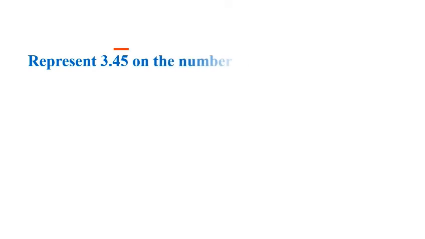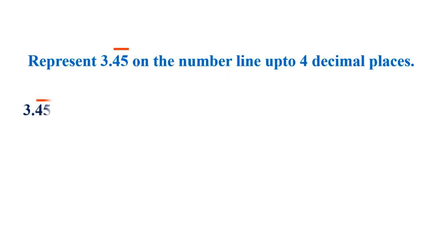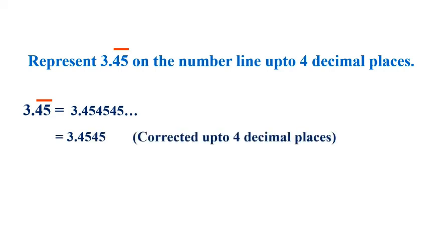Represent 3.45 bar on the number line up to 4 decimal places. Since it is a non-terminating and recurring decimal, we can write it as 3.454545 and it goes on. We get 3.4545 if we correct it up to 4 decimal places. Now we shall see how to represent these on the number line.